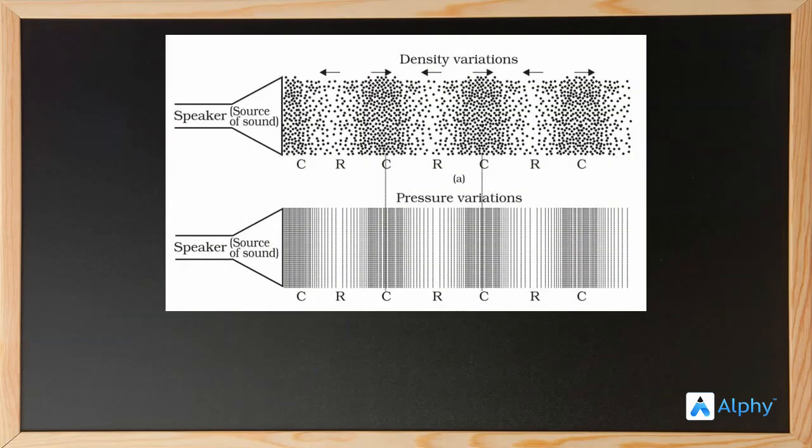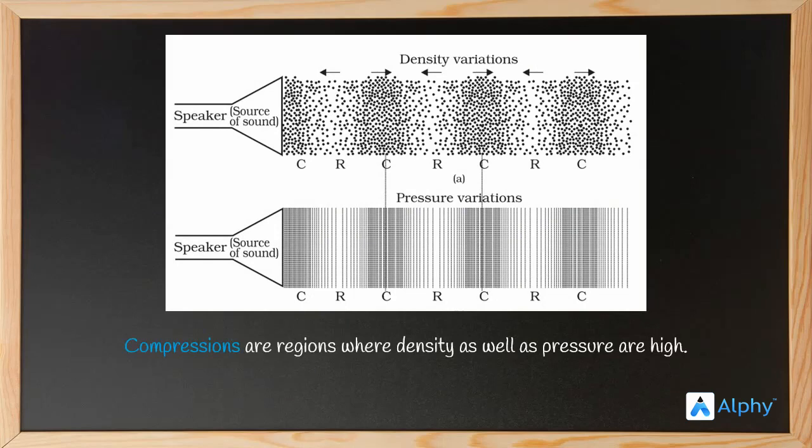This diagram shows us that sound travels through a medium by changing the pressure or density of the particles of the medium. C refers to the compressions and R refers to the rarefactions. These two are the way a sound is propagated through a wave. Compressions are regions where density as well as pressure are high. Where you can see that the lines or dots are too close to each other, it is a region of compression. These particles are exerting high pressure on themselves as well as the adjacent particles to propagate the sound.